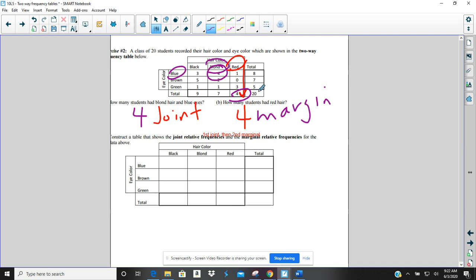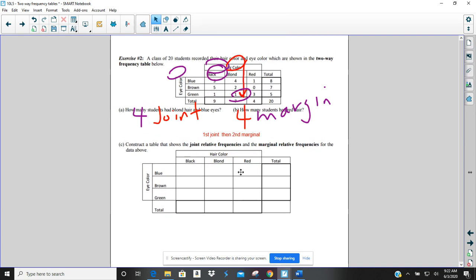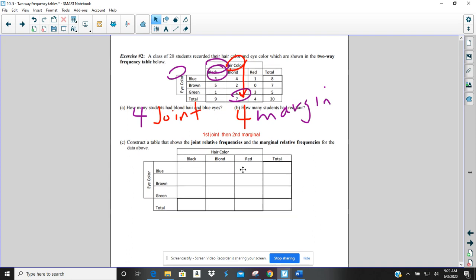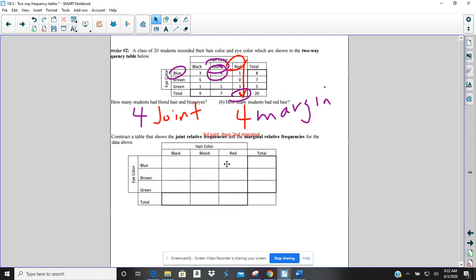So let's do what's asked here, which is construct a table that shows the joint frequencies and marginal frequencies for the data shown below. Okay, so what I want to do is, the reason why I was bringing this over is I wanted to see this. When we talk about joint, it is going to be inside. So I will draw it and then I'll erase it. The joint relative frequencies are going to be everything here in the middle. That's the joint. Again, think about a joint between the elbow or in your knee or wherever else you think of joints.